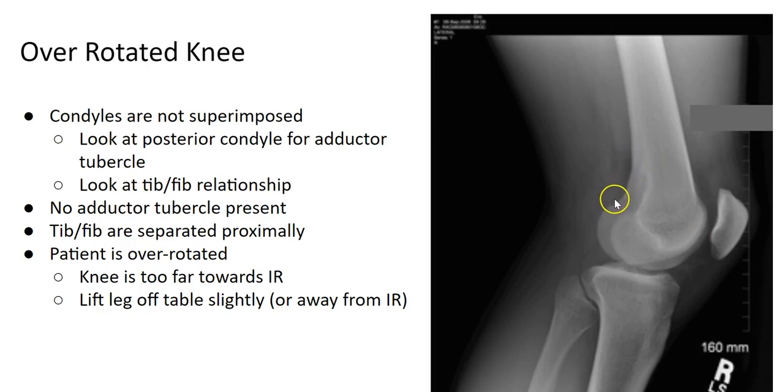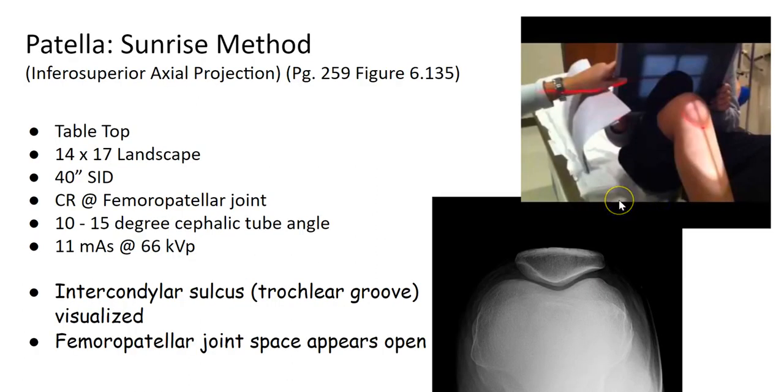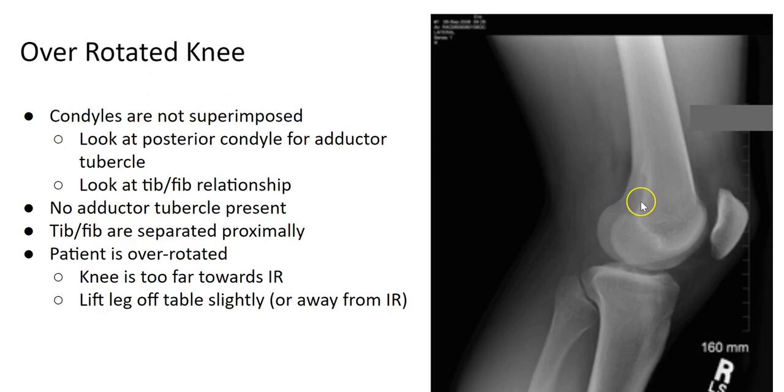Remember, the first thing you do is look at the condyle that's more posterior. Do you see adductor tubercle? If the answer is no, you are likely over-rotated. Remember, if you see adductor tubercle, you're under-rotated. In this case, adductor tubercle is right here, but you always evaluate the condyle that's more posterior.